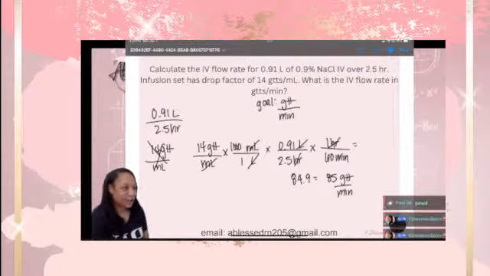All right. So a lot of people say, well, why don't you do conversions before you do it? And I don't like to do all of that. The less steps that you take, the less mistakes you make. If you know your conversions, just go ahead and throw it in there. The math is going to math.